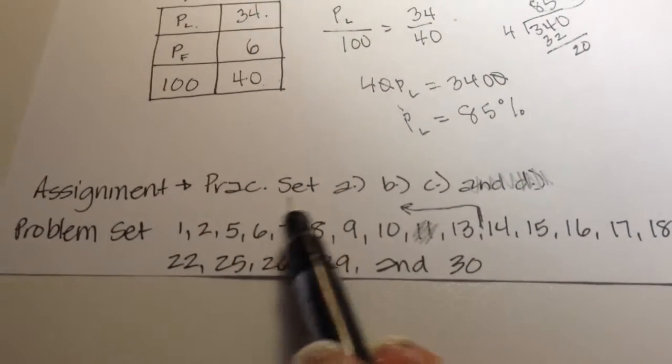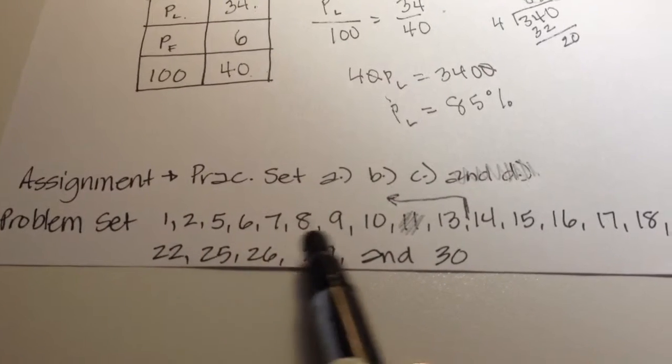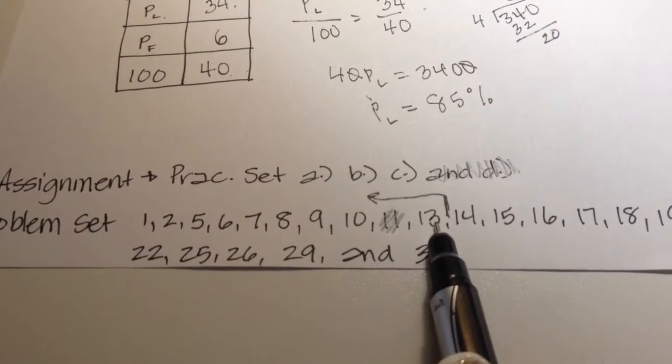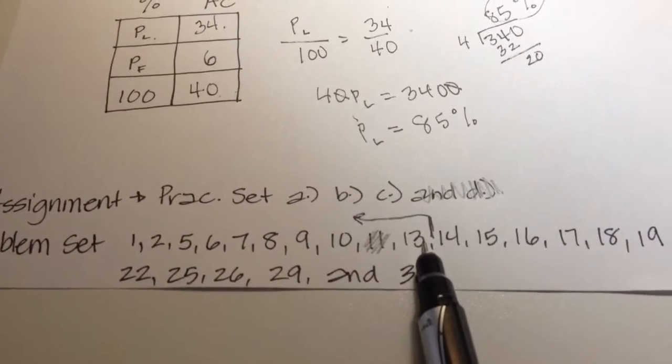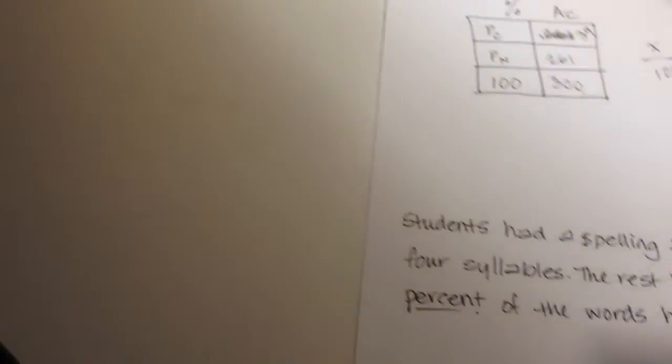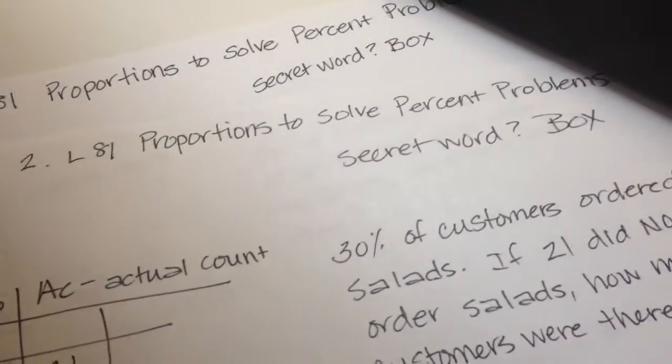So once again, I want you to have the practice set, A, B, and C, and all of the problems up to 13, at least up to 13, finished before class. All right, secret word box. Using proportion boxes just to solve percent problems.